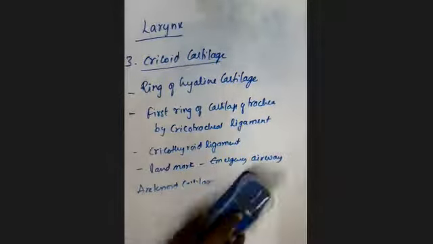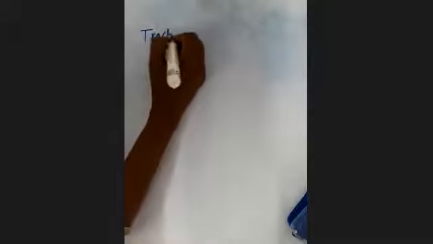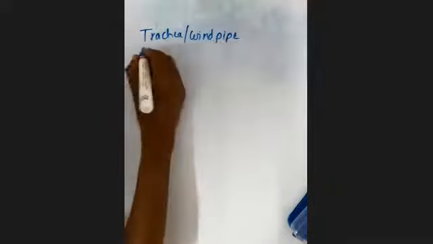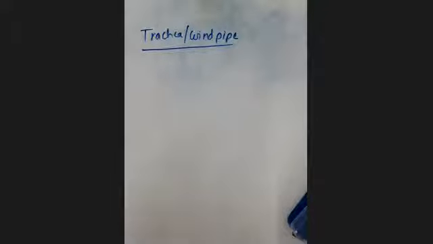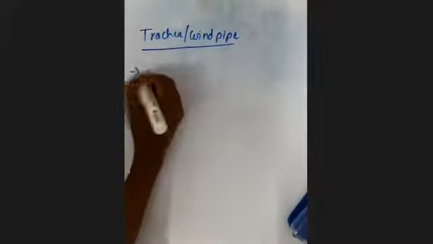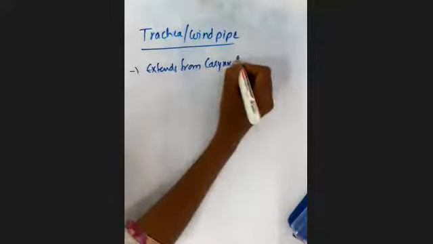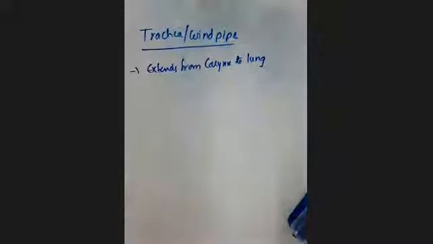Next we'll see the next part of the respiratory system, the trachea. The next part after the larynx is the trachea, which you will also call the windpipe. You call the larynx the voice box and the trachea the windpipe. It extends from the larynx to the lungs, so in between the larynx and the lungs, in the middle, we have the trachea or windpipe.